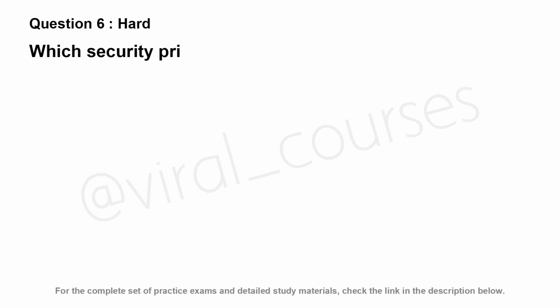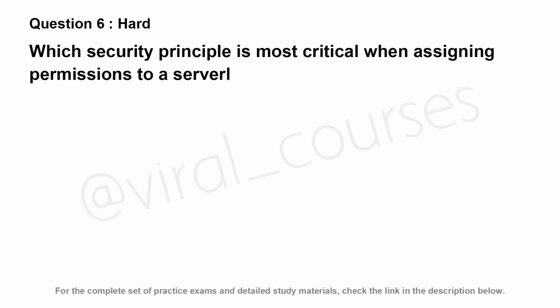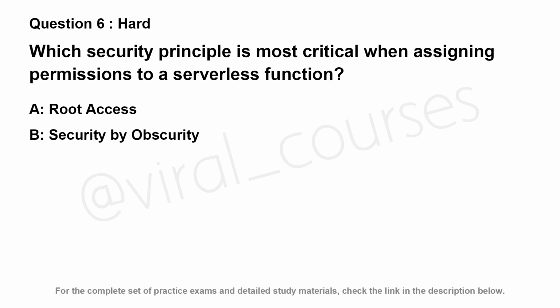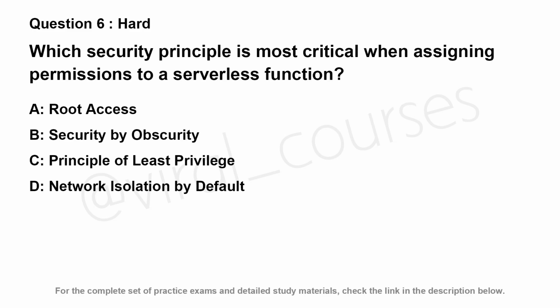Which security principle is most critical when assigning permissions to a serverless function? Option A. Root access. Option B. Security by obscurity. Option C. Principle of least privilege. Option D. Network isolation by default.